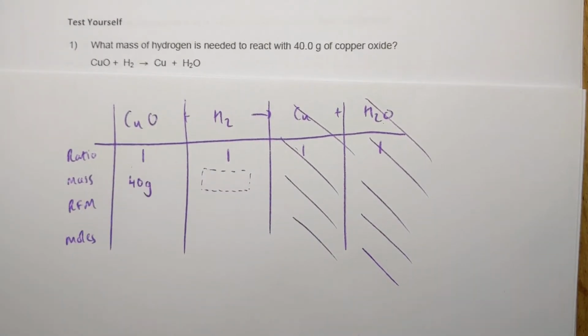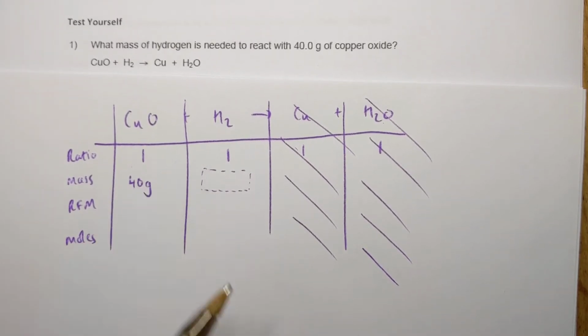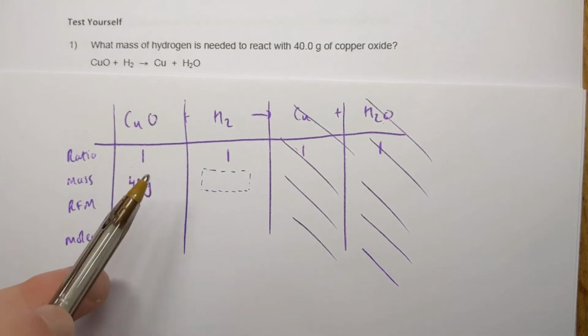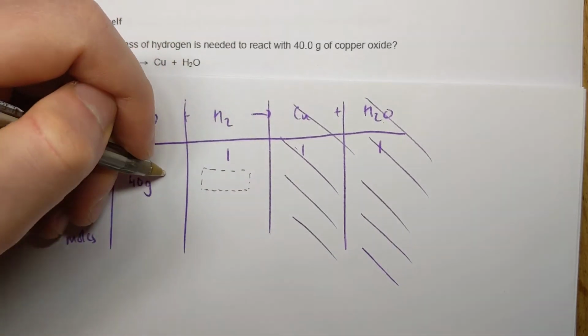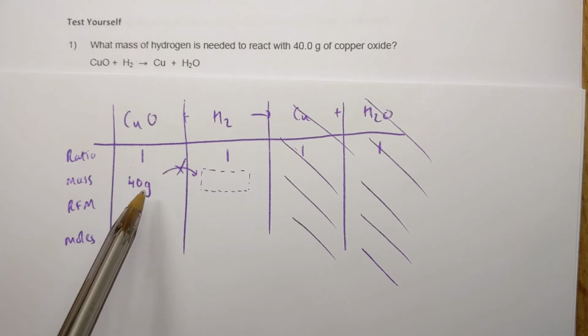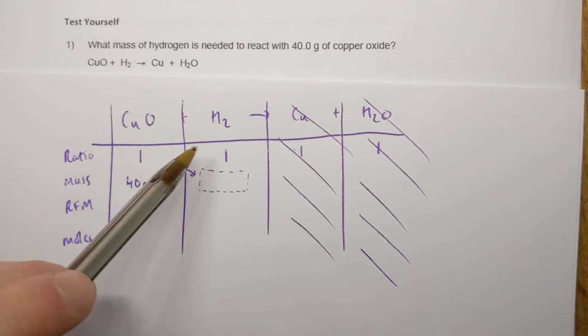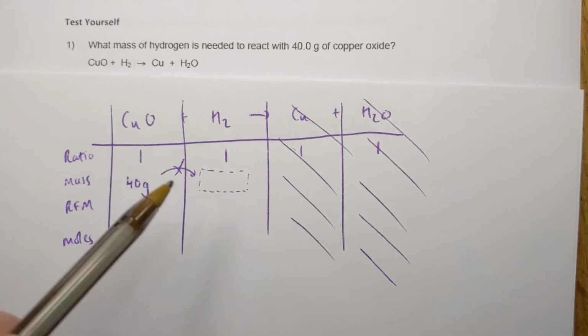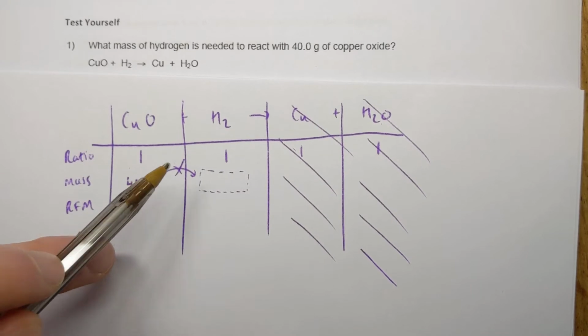So with that filled in, here's how you approach it. If you look at the ratio, it's a 1 to 1 ratio of copper oxide to hydrogen. If you weren't being careful, you might think, hold on, if 1 copper oxide makes 1 hydrogen, 40 grams should make 40 grams. It doesn't work that way. You can't use the ratio for the masses because these things have different relative formula masses, so you have to take that into account. The ratio will only help you once you've calculated the moles first.